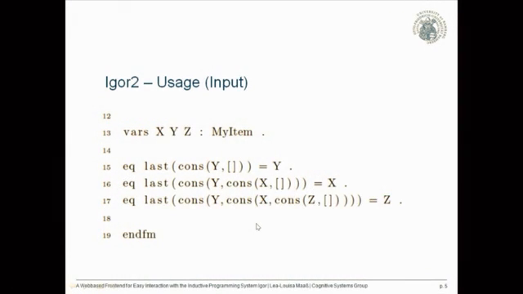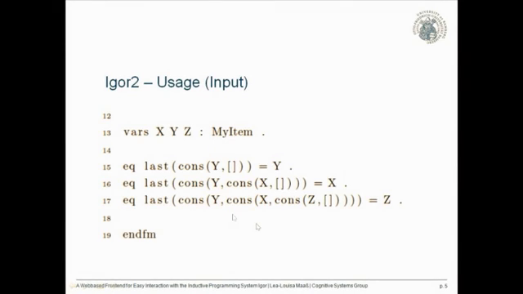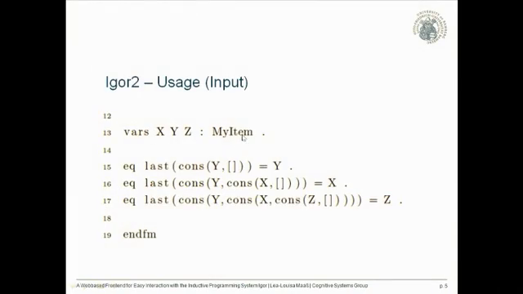In addition to all that, here are the input-output examples, which basically should be the only thing the user should provide, but in reality isn't. You have the variables x, y, z, which are of type myItem, and then you have the 3 example functions.